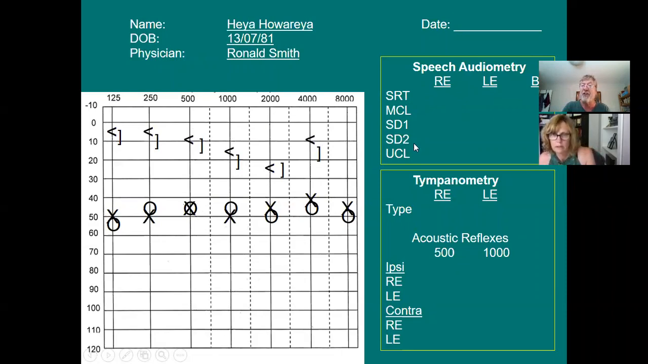Speech discrimination at MCL, fantastic. He's got a plug in his ear. All he needs is wonder working power. UCLs, off the board. He's got a plug in his ear.